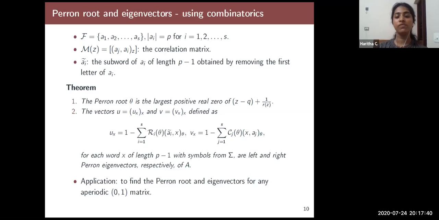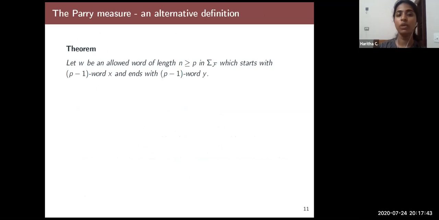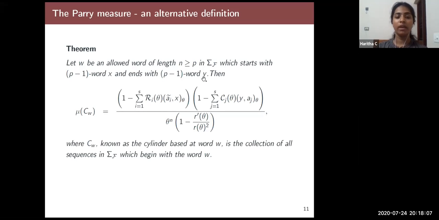So the next theorem gives the normalized form for the Perron eigenvector, and hence an alternate definition for the Parry measure. So again, we start with an allowed word of length n, which starts with the p minus 1 word X and ends with the p minus 1 word Y. This is important because the Parry measure depends only on X and Y now. And the measure on this cylinder based at W is equal to this quantity, where you can see this was the left eigenvector obtained before, and this was the right eigenvector obtained before.